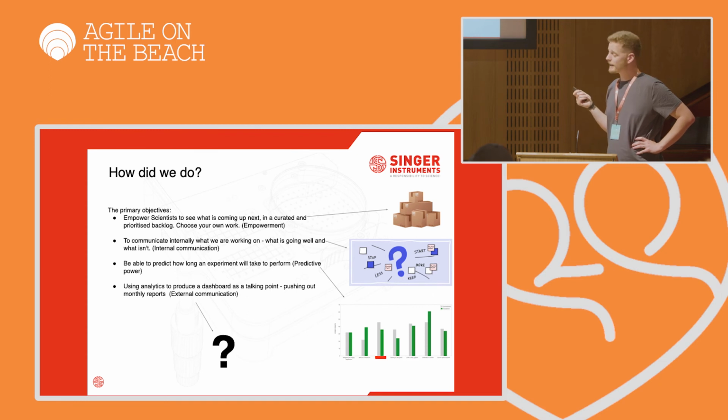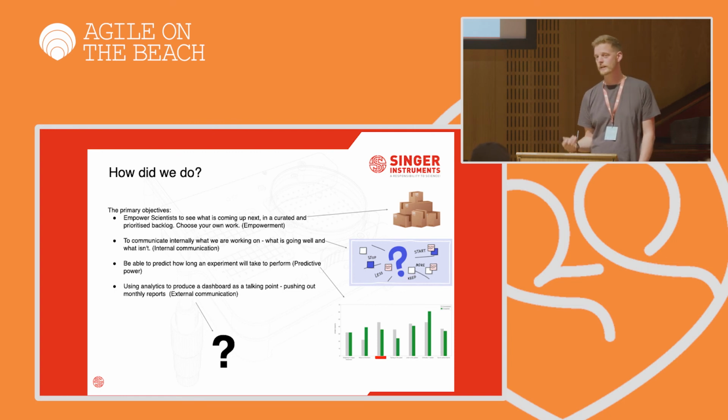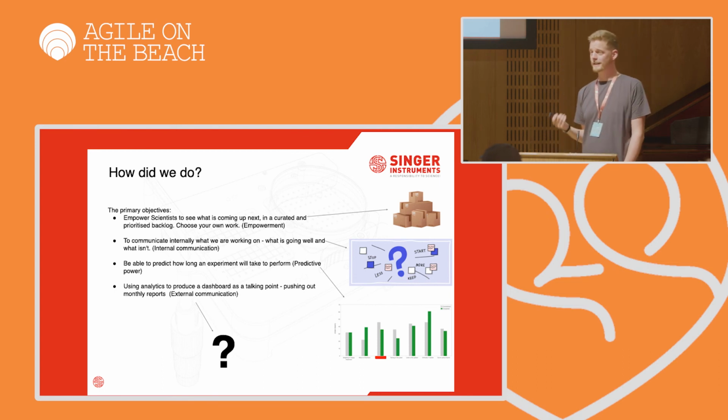Did we hit any of these objectives? Well, yes. We were empowering scientists. People were deciding what work they could do. And if nothing else, that was a success story that we could take home. Were we communicating what was going well and what wasn't? Yes, because we were doing retrospectives and we were having our daily meetings. And all of a sudden, there was a conversation around what was going well and what wasn't. And if nothing else, we were achieving that.